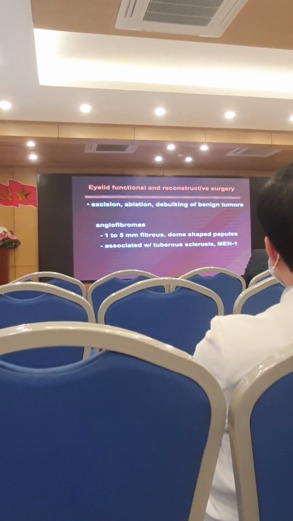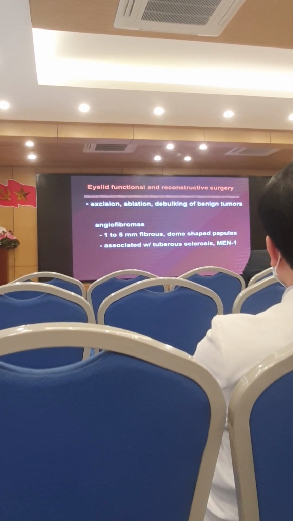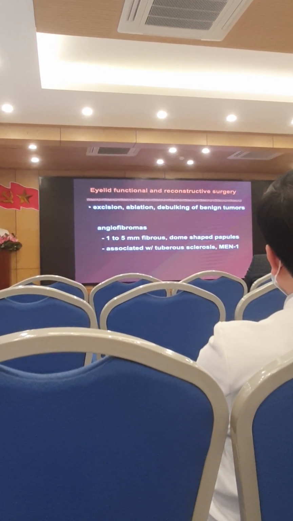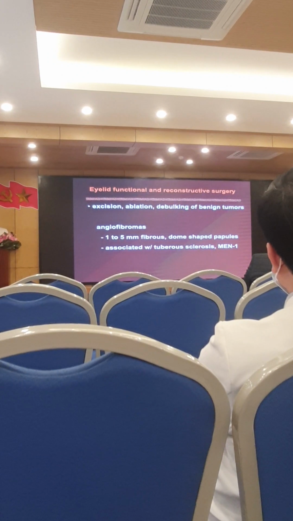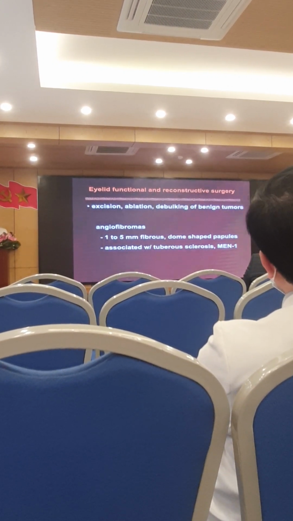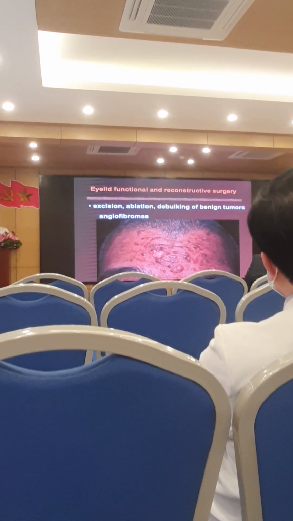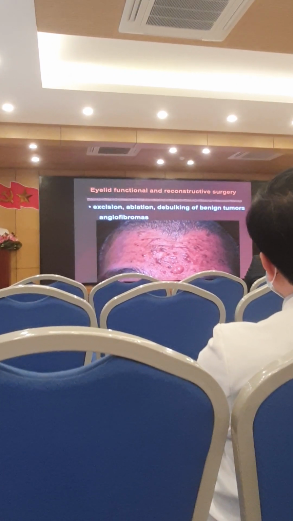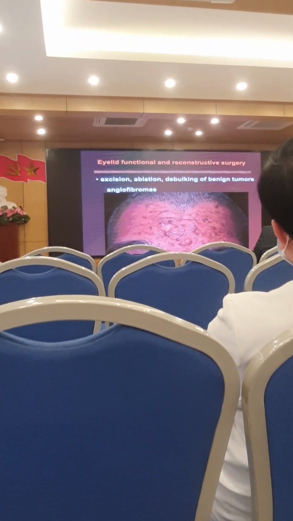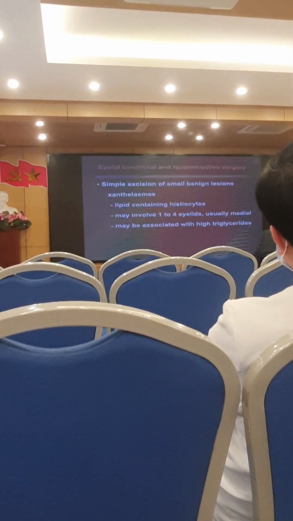Another common lesion that is considered benign in most cases is an angiofibroma. These can be associated with a syndrome known as tuberous sclerosis, also with multiple endocrine neoplasia type 1. These can be excised and debulked when there are many of them. Often when there are this many, you can only remove a few at a time.